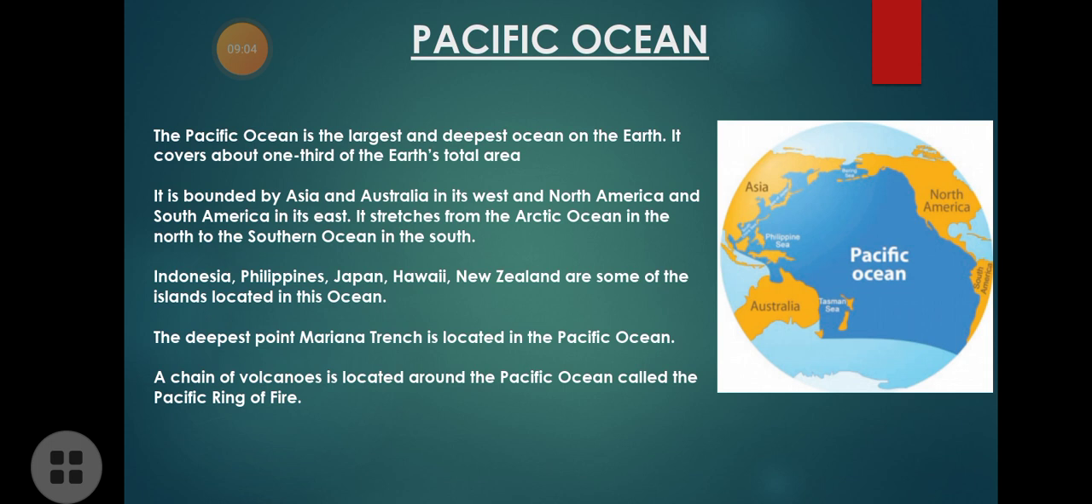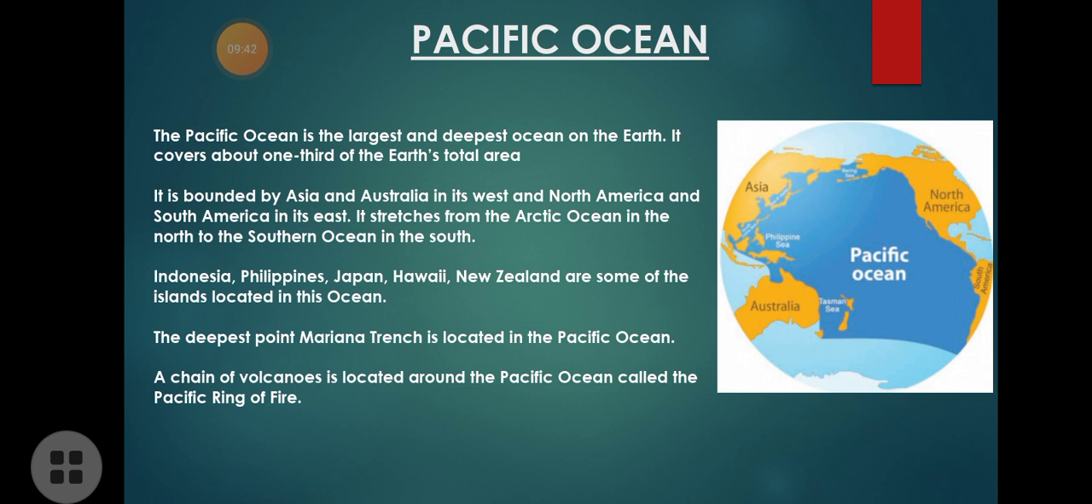So they are the boundaries of the Pacific Ocean. It stretches from the Arctic Ocean in the north to the Southern Ocean in the south. Some of the islands found in the Pacific Ocean are Indonesia, Philippines, Japan, Hawaii, and New Zealand. These are the islands located in the Pacific Ocean.